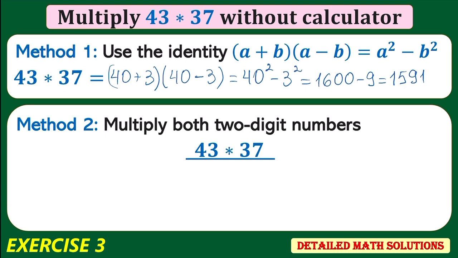Next, when I multiply both numbers, I get 7 times 3, 21. 2 carries over. I have then 7 times 4, 28, and 2 is 30. And 3 times 3 is 9. 3 times 4 is 12. When I add them, this equals to 1591, or again 1591.